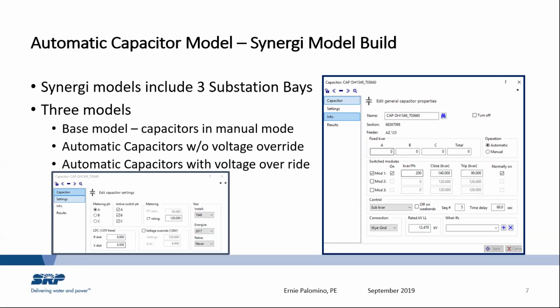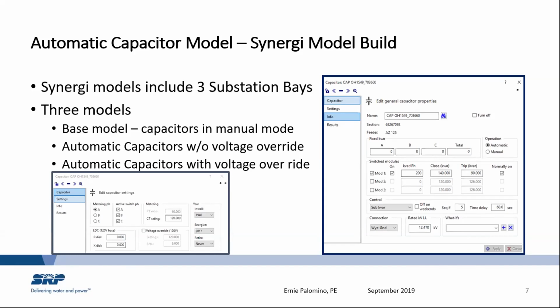Then we created one with automated capacitors without voltage override. Without voltage override, what this allows me to do is see the model I'm creating. Do the capacitors turn on and off in the order that I programmed them? Then the third model, with voltage override: if there's a voltage issue, will it forget about the sequence I programmed and go ahead and turn on or off?